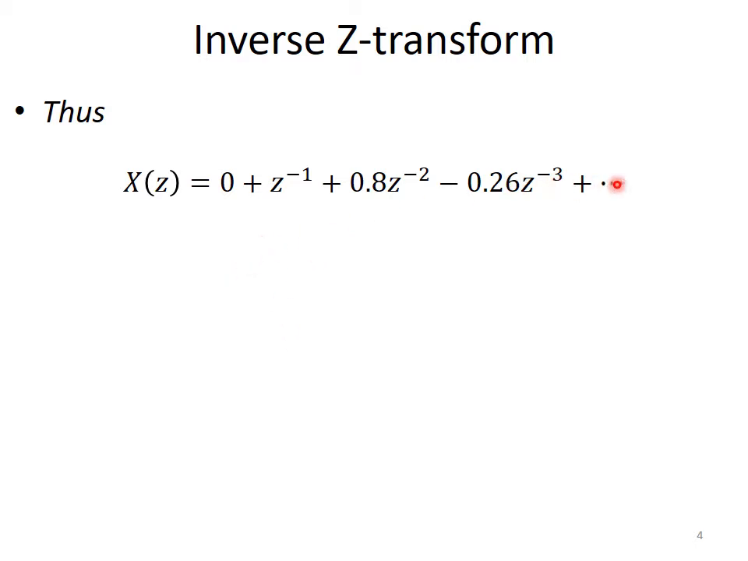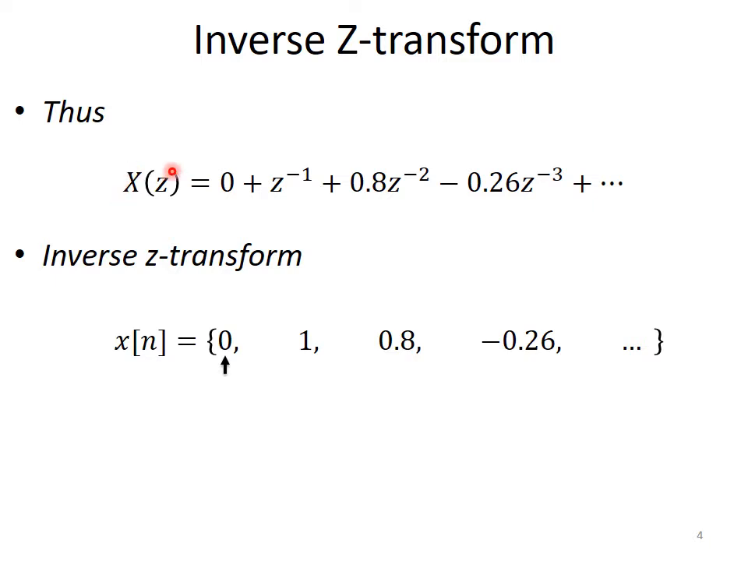We can continue until we have a sufficient number of terms, and we can stop there, and then we can find the inverse Z transform. So the inverse Z transform of x of z would simply be 0, which is the z power 0 coefficient, the z power minus 1 coefficient, and so on.